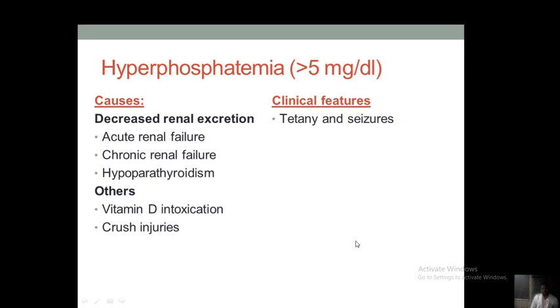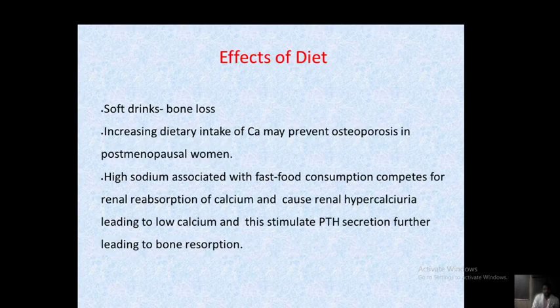Whereas hyperphosphatemia, the causes are decreased renal excretion, for example acute renal failure, chronic renal failure, hyperparathyroidism, and some vitamin D intoxication, crush injuries like rhabdomyolysis, and the features are tetany and seizure. So we have discussed all of the hyper and hypo states for both calcium and phosphorus.